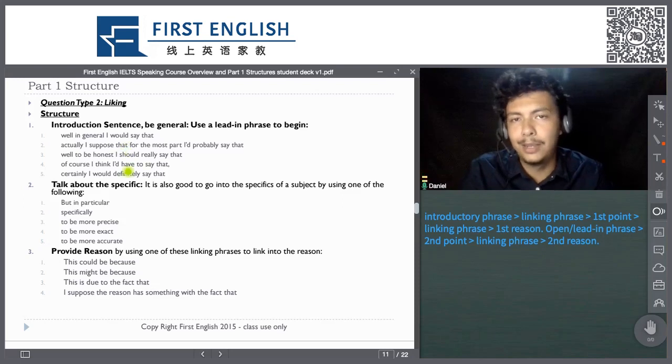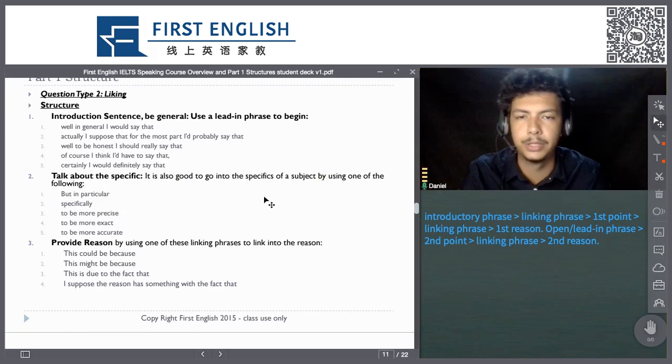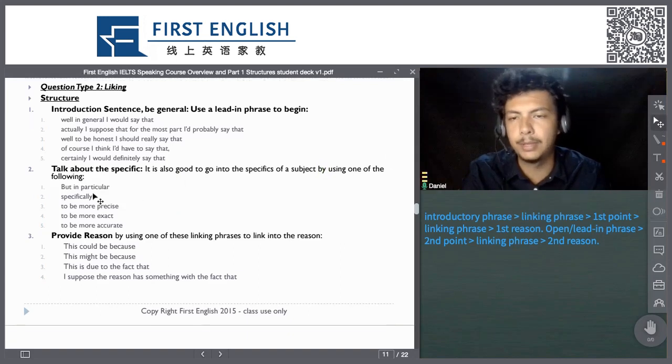But after that introductory sentence, going back to the structure here, we're going to give a specific example of answering the question. So we can say something like, again, leading into another linking phrase here, but in particular, or you can just say specifically, which is a linking phrase in and of itself, to be more precise, to be more exact, to be more accurate, something along those lines.